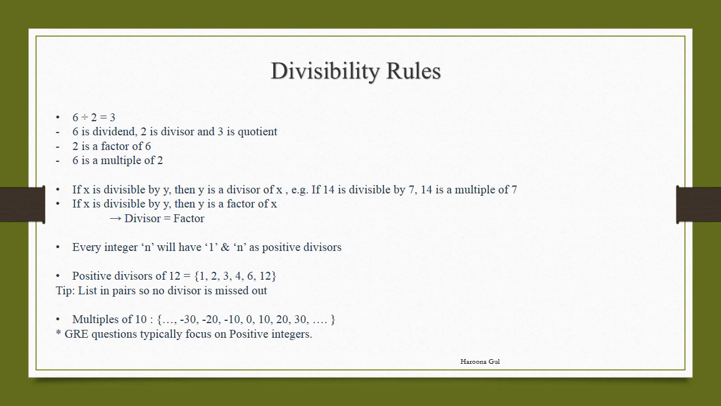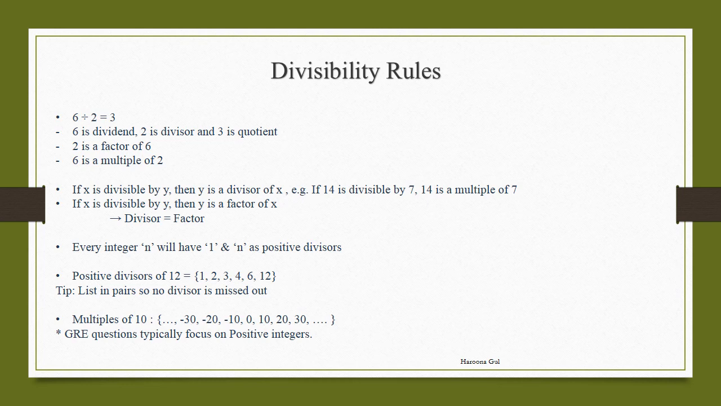In the expression 6 divided by 2 is equal to 3, 6 is the dividend, 2 the divisor and 3 is the quotient. Kindly note that 2 is a factor of 6 and 6 is a multiple of 2. This can further be explained by the divisibility rule, which says that if x is divisible by y, then y is a factor of x.